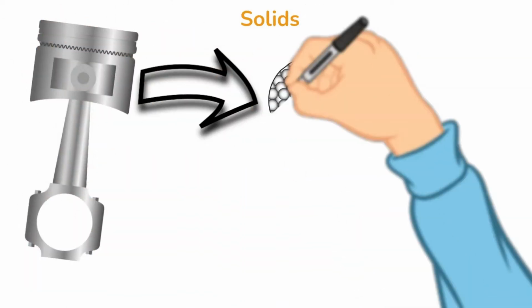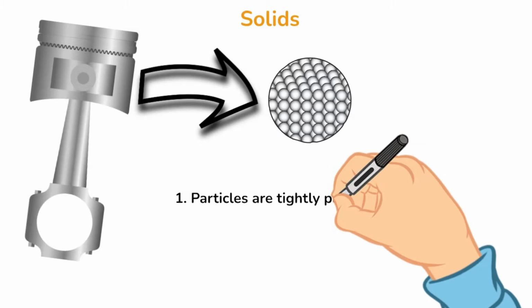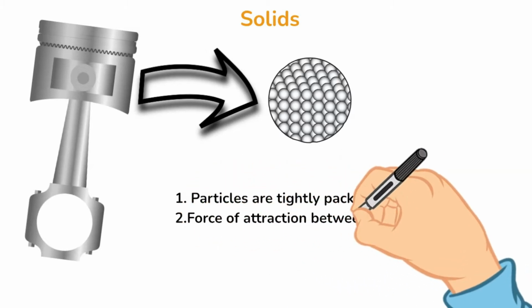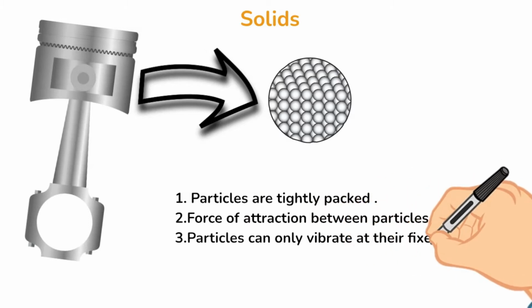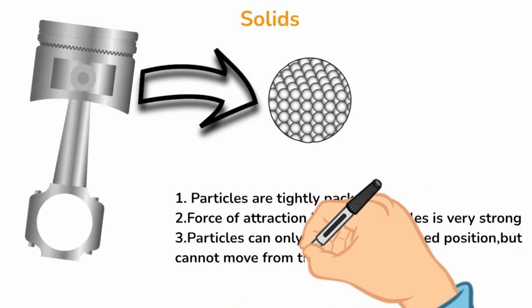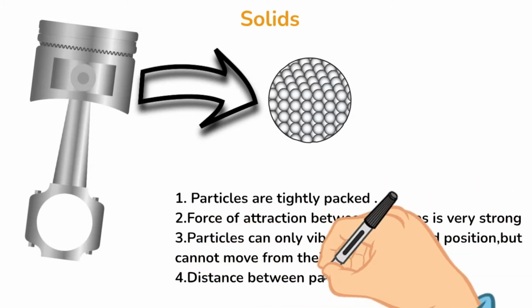In solids, particles are tightly packed. The force of attraction between the particles is very strong. Particles can only vibrate at their fixed position, but they cannot move from their place. The distance between the particles is very small.